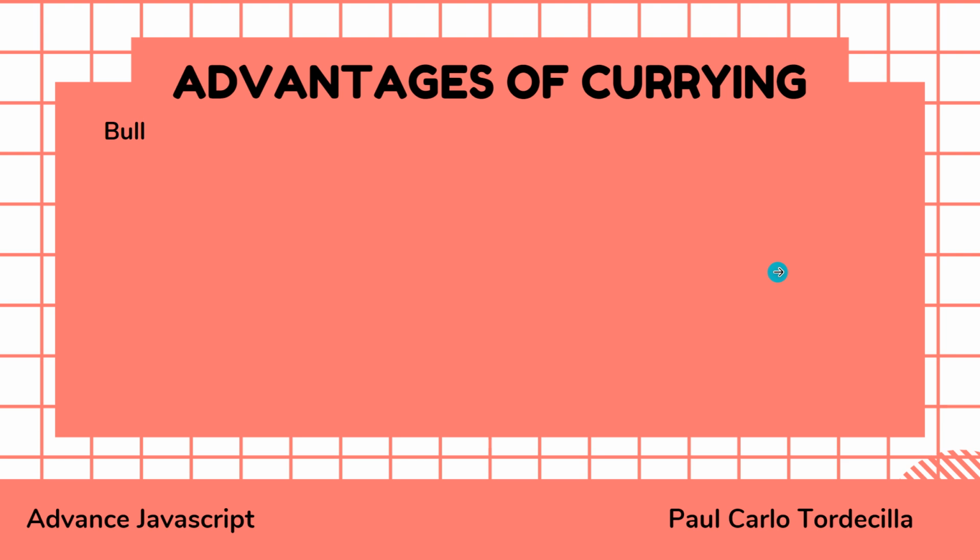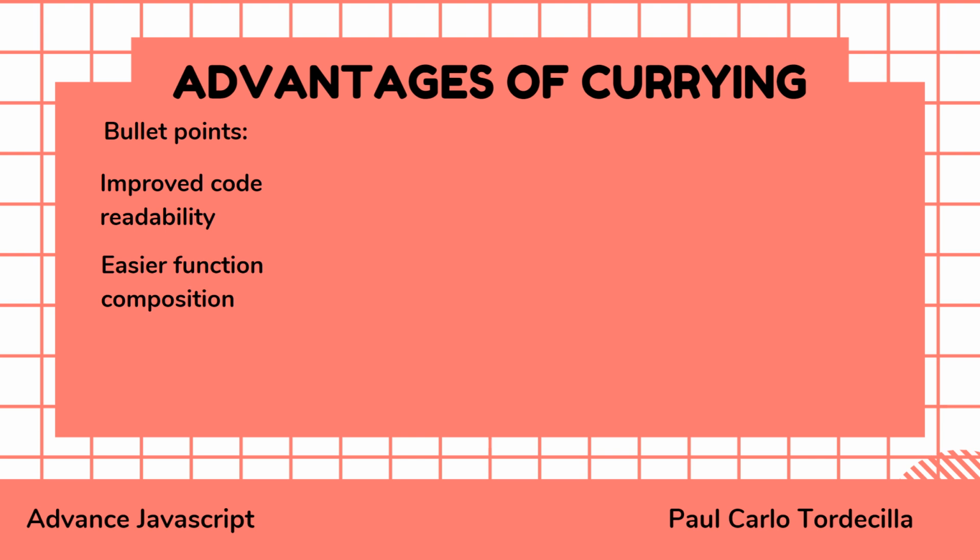Advantages of currying. Currying offers several advantages. It improves code readability by breaking down the function into smaller, more manageable parts. It also facilitates function composition, allowing you to build a complex function from simpler ones. Additionally, curried functions can be easily reused in different contexts.